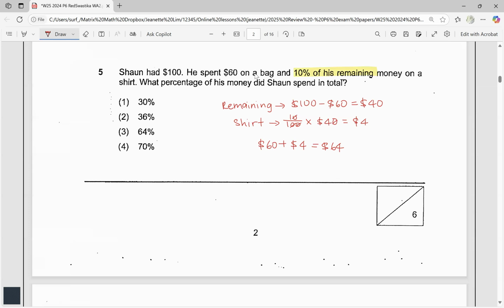Percentage: 64 over 100. The total amount of money is $100. So 64 out of 100 is the fraction. You want percentage, so multiply it by 100%. Your 100 and 100 can cancel. You're left with 64%. So the answer is option 3.